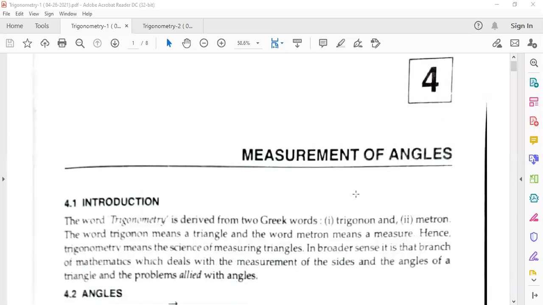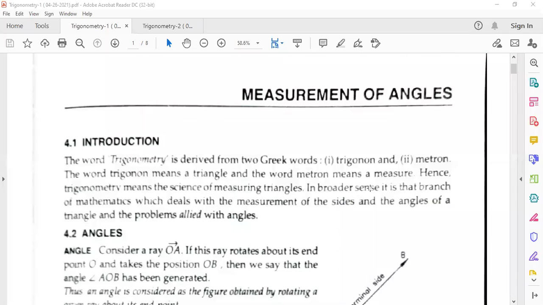Okay, today we are starting the measurement of angle. How to measure the angle? Okay, let me introduce, sir. Once I'm introducing you because this is a new batch. You are the new batch, na? Yes, this is new batch.